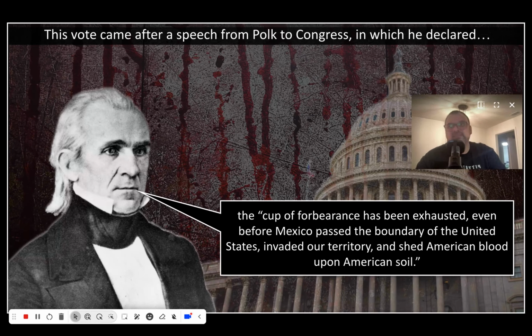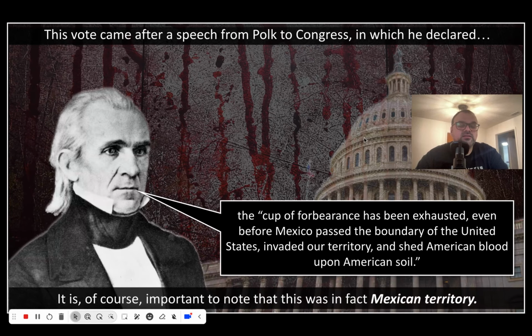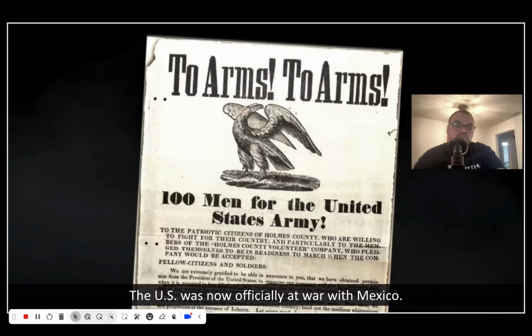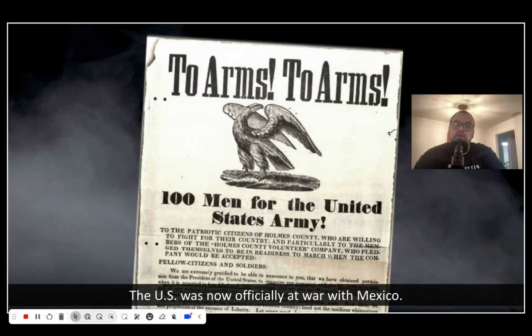Okay. So, yes, we did see American soldiers shot and blood spilled on American soil. It was disputed territory. But that was the speech that came, and that's what convinced Congress to declare war. So the United States was officially at war with Mexico. But again, it is important to note it was in fact Mexican territory, right? It was in fact Mexican territory where Zachary Taylor's forces were originally attacked. But again, the United States now officially at war with Mexico.